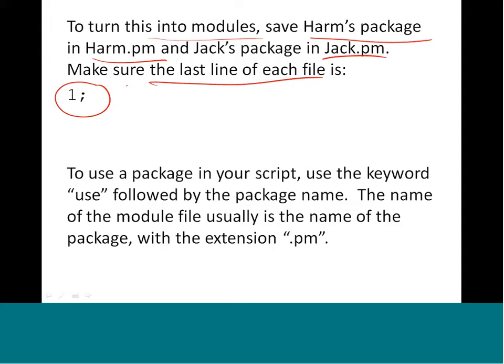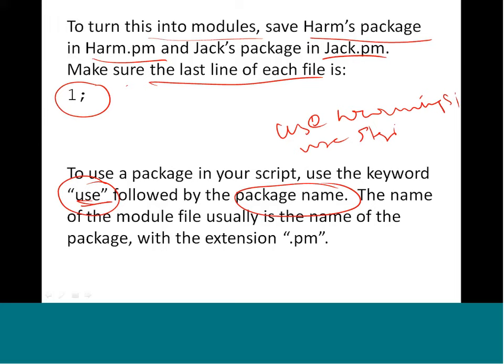So in order to use these modules in our script, what we need to do is use the keyword use followed by the package name. You already saw the use of the keyword use, like use warnings, use strict. These are all the various ways that we were using this. And then the name of the module file usually is the name of the package with the extension pm. So we just say use, and then use Jack in this case.